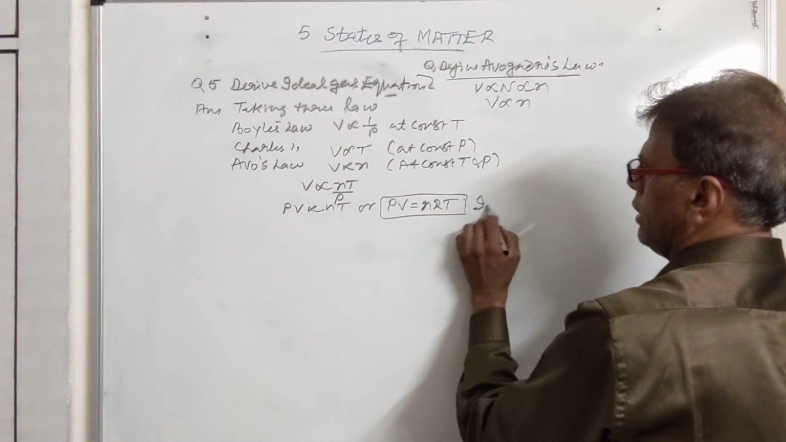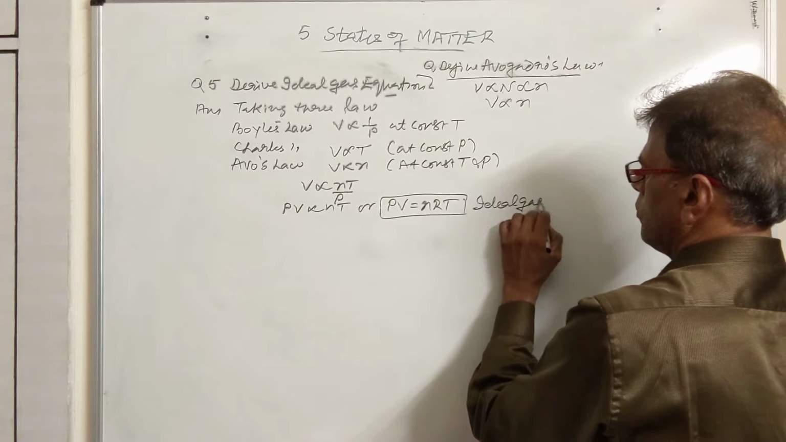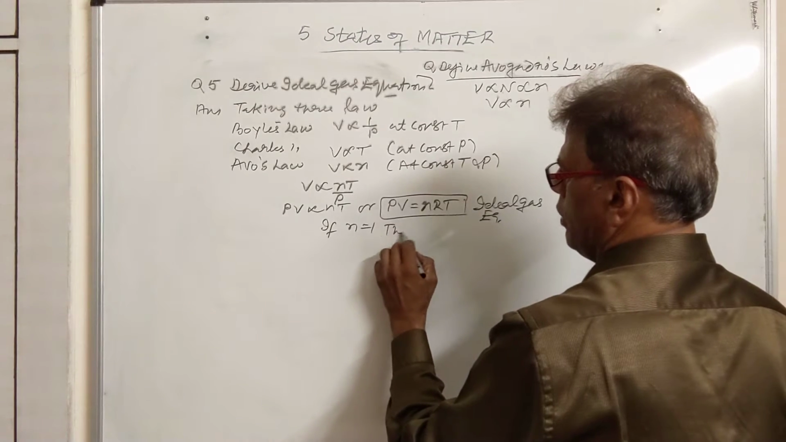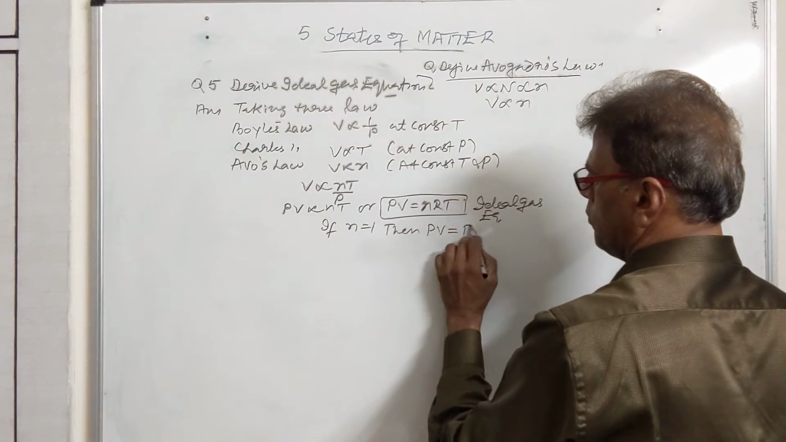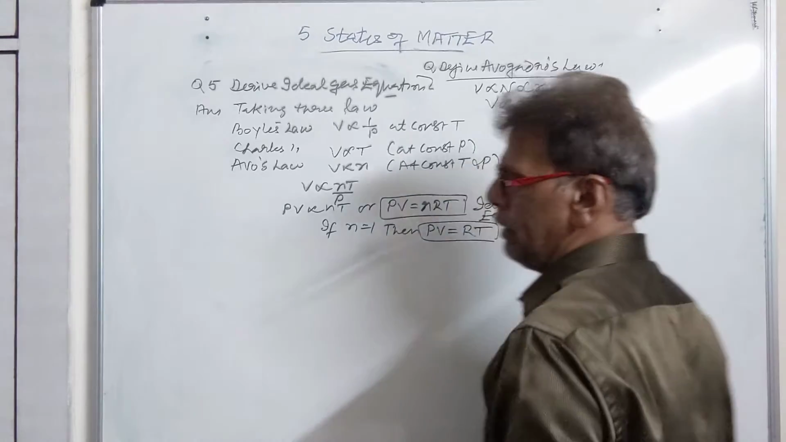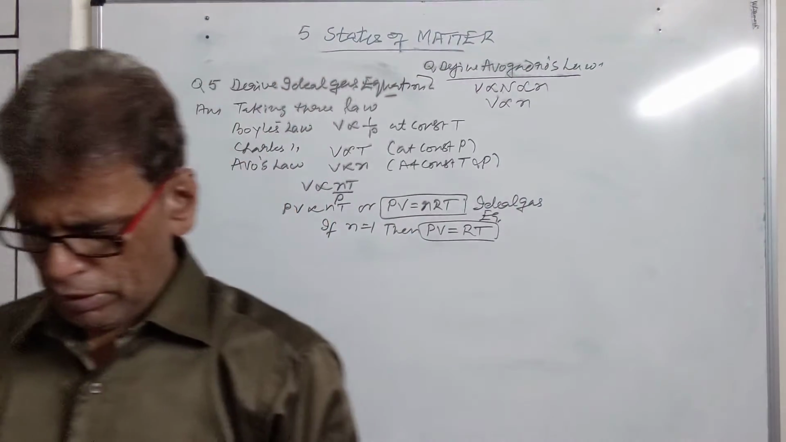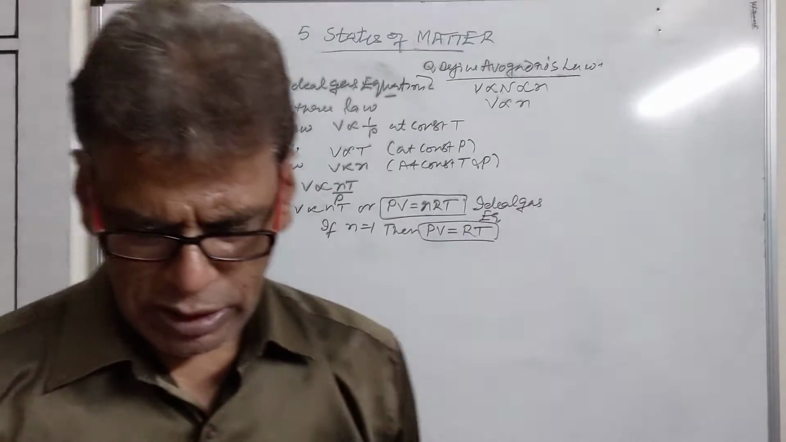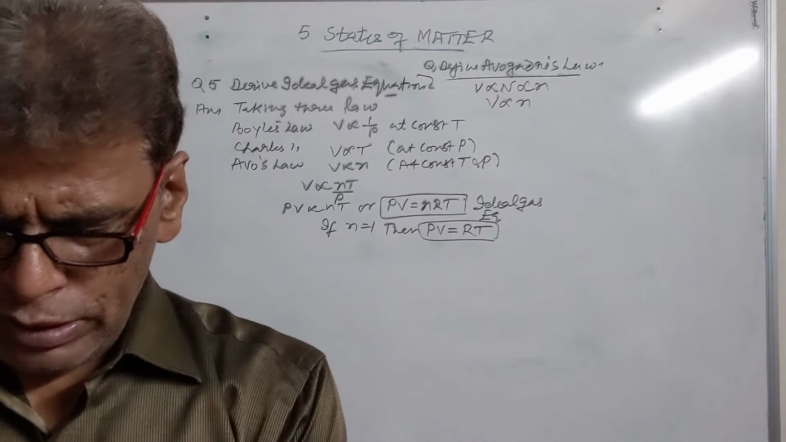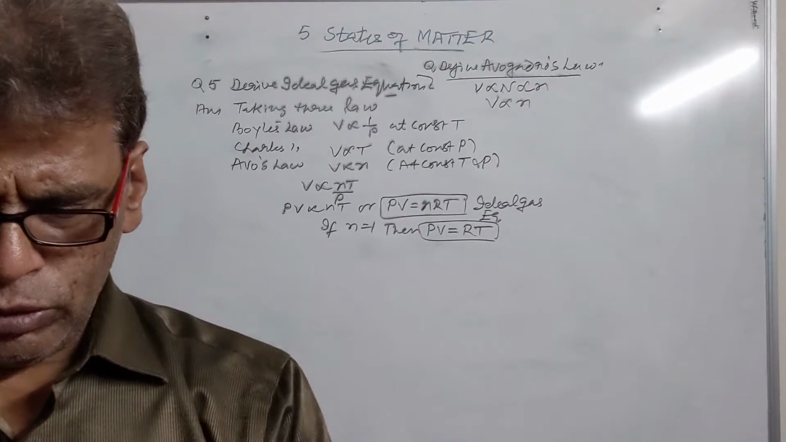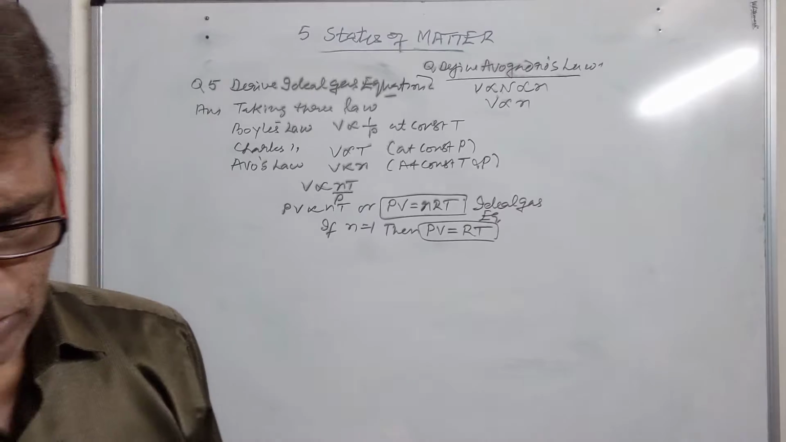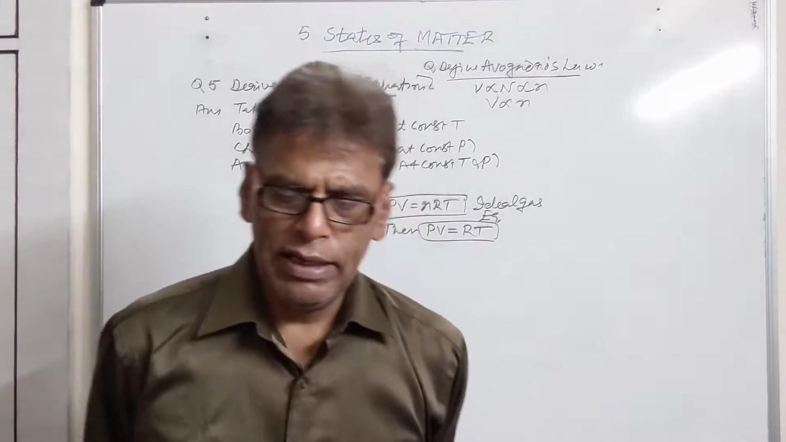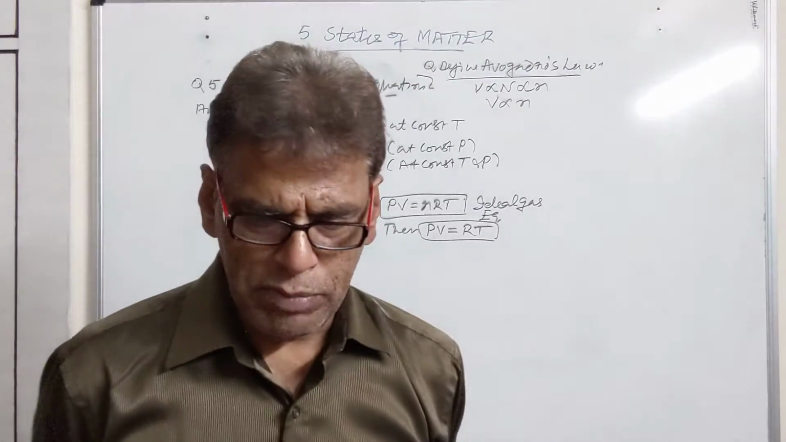This is our ideal gas equation. If n is equal to 1 here, then PV must be equal to RT. This is the ideal gas equation derived with the help of three laws: Boyle's law, Charles law, and Avogadro's law. This equation is applicable to ideal gases under all conditions of temperature and pressure, and it is not applicable to real gases under all conditions of temperature and pressure.